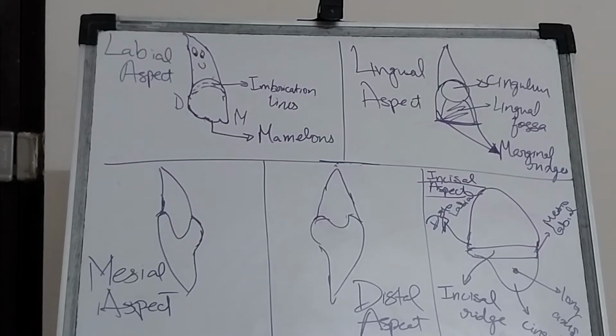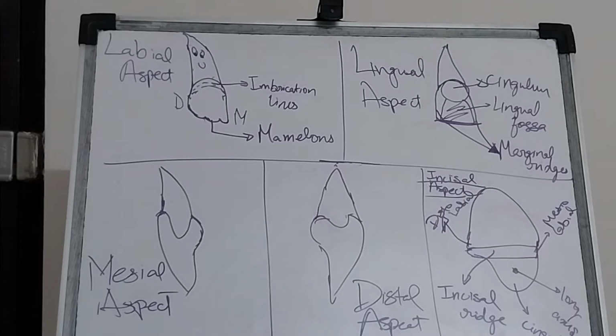Alright guys, so now we will be discussing the different aspects of this central incisor. But before that, what are the main functions of this tooth? The main function of this tooth is that they help in shearing and cutting of food, right? That is the main function of these central incisors.